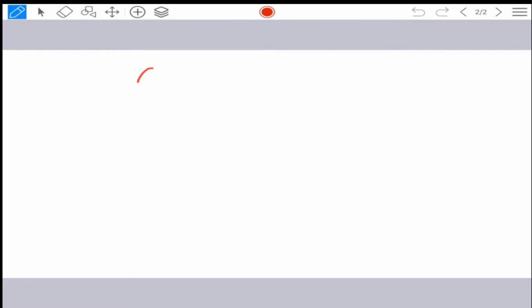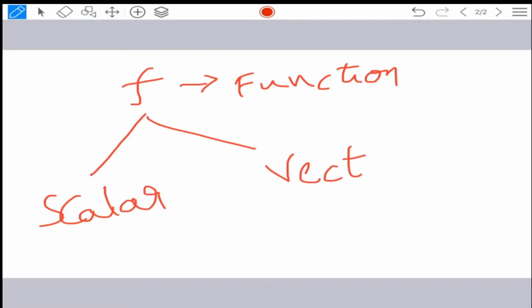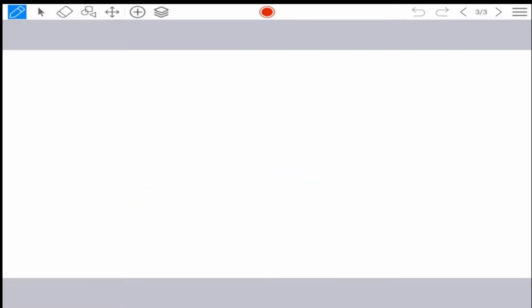Next, f is a function. F can be divided into two types. One is scalar and the second one is vector. Understand? One is scalar and one is vector.